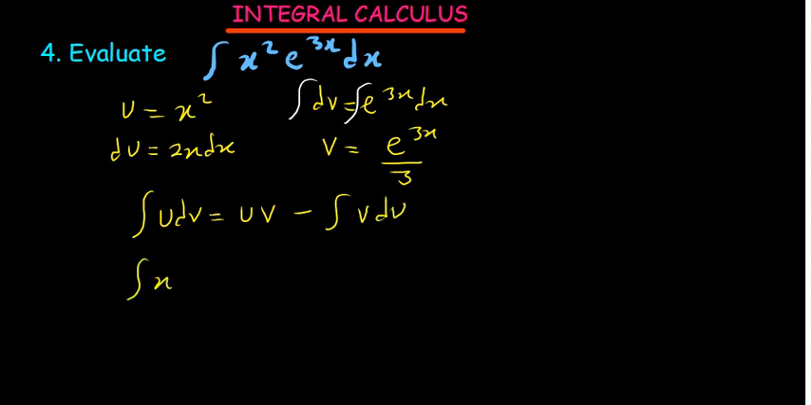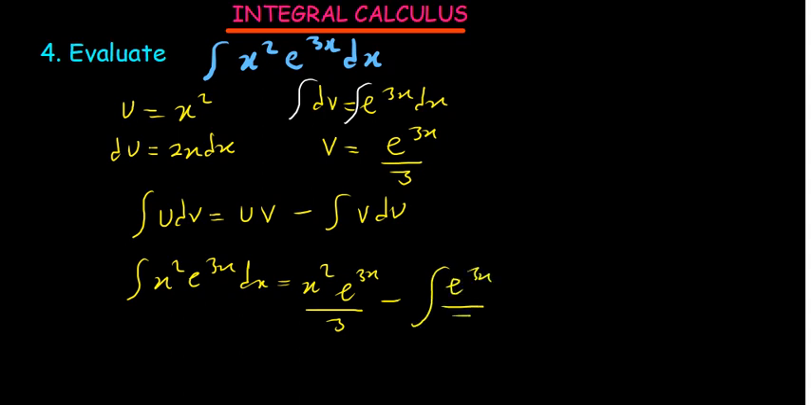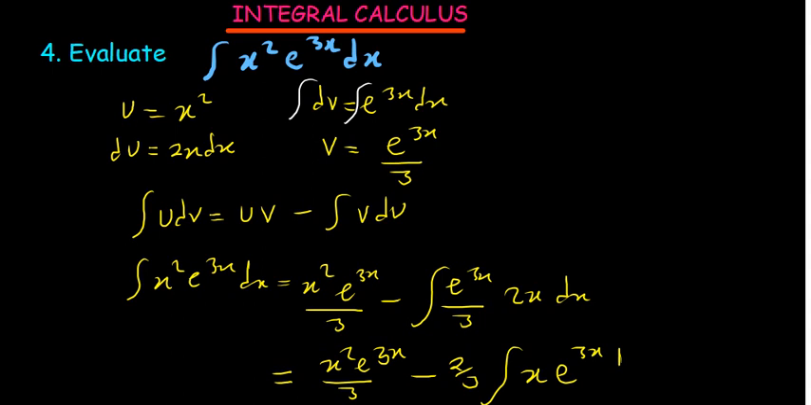The equation we've been given is the integral of x squared e to the power 3x dx, and that is going to be equal to u. What is our u here? u is x squared, and v we have found is e to the power 3x over 3, minus the integral of v, which is e to the power 3x over 3, and du, which we have found is 2x dx. This is equal to x squared e to the power 3x divided by 3, minus, 2 over 3 being constants, I'll take 2 over 3 out, and then we remain with the integral of x e to the power 3x dx.